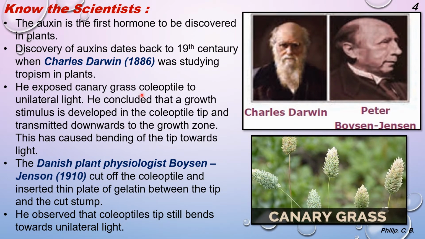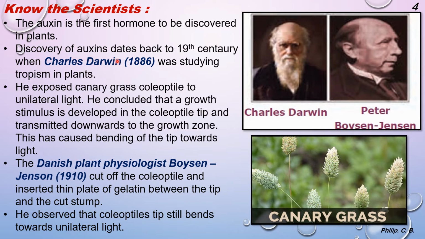Moving further, know the scientist. Now, when we learn about these species, knowing about the scientist is equally important. The auxin is the first hormone to be discovered in plants. So, as we know, the first known plant hormone is auxin.